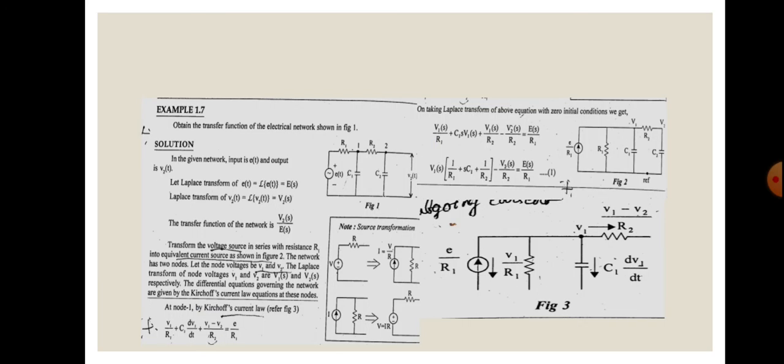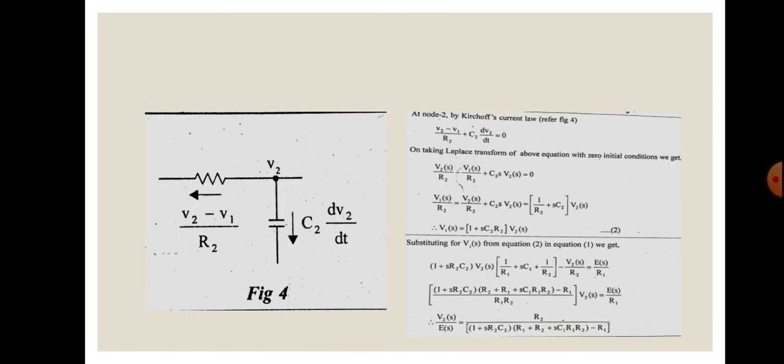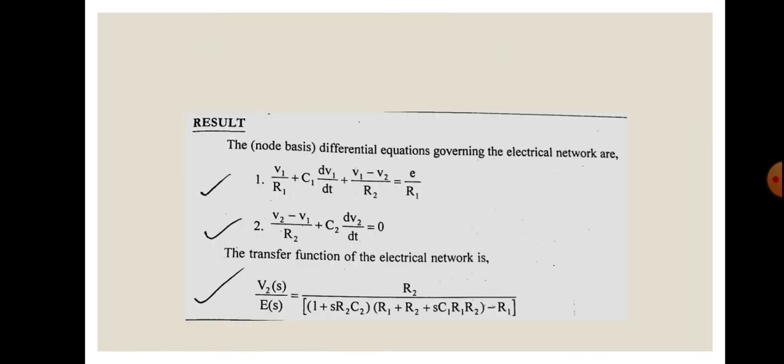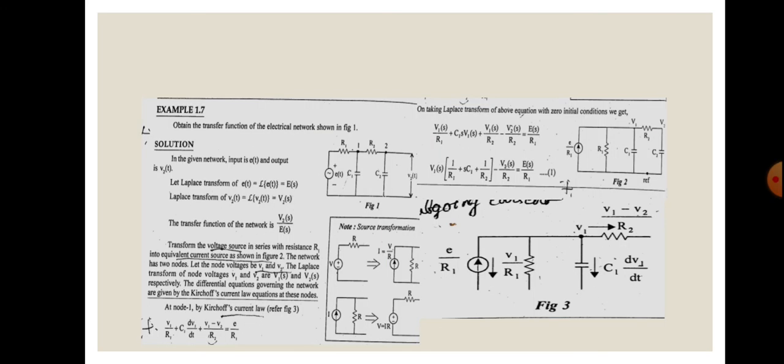So you are asked to find out the transfer function of the electrical network. You got the transfer function, and in the result you have to write the differential equation governing the first node, the differential equation governing the second node, and finally the transfer function. That is the result, and the procedures are similar to those we adopted for the mechanical rotational system and mechanical translational system. So it is very easy to understand the electrical system.